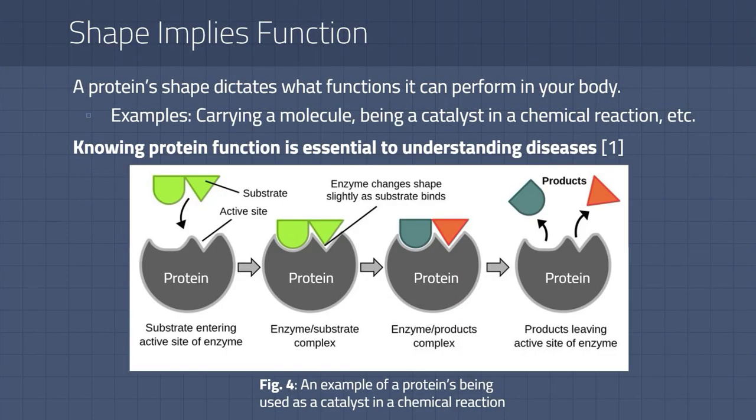Now, it's important to note that a protein's shape dictates its function within your body. For instance, this protein is acting as an enzyme due to the shape of its active site. Now, proteins can have other functions, for instance, carrying oxygen in your blood or carrying other nutrients, due to its shape. Now, knowing the functions of these proteins is essential to understanding diseases as well.